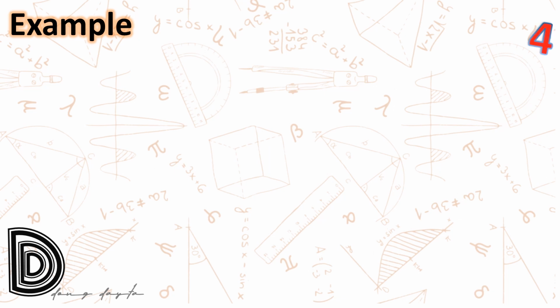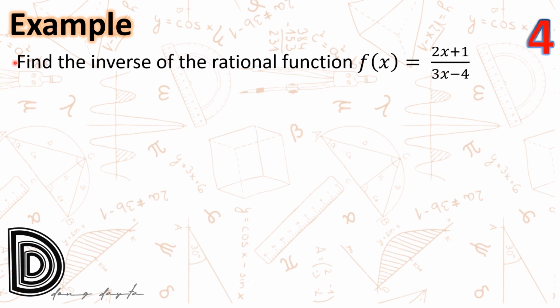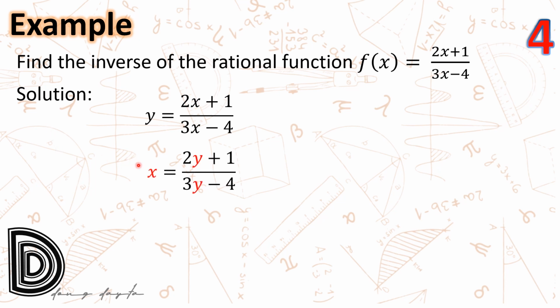Next, let us have example number 4. Find the inverse of the rational function f of x equals 2x plus 1 all over 3x minus 4. So again, we follow the steps in finding the inverse of f. We write the function as y equals 2x plus 1 all over 3x minus 4. And then we exchange the variables x and y. So we have x equals 2y plus 1 over 3y minus 4. Notice again, y becomes x in this step and x becomes y, literally.